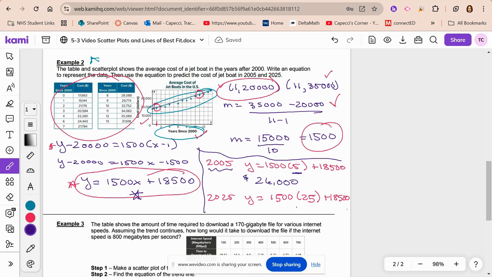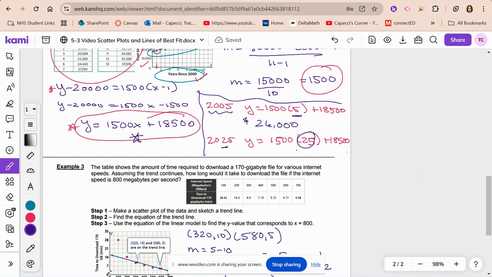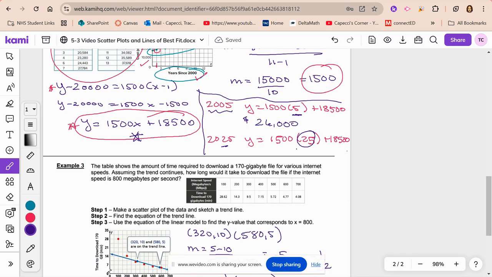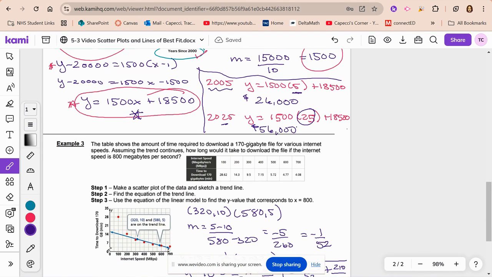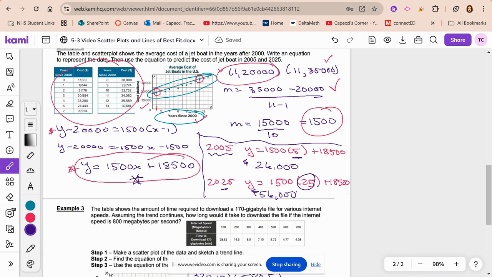Okay, that's how much that boat's going to cost in 2025. Again, that's 25 years from 2000, so again I substitute that in. Obviously, we were expecting that to be more. That's going to be a lot more because it's a lot of years there. $56,000.